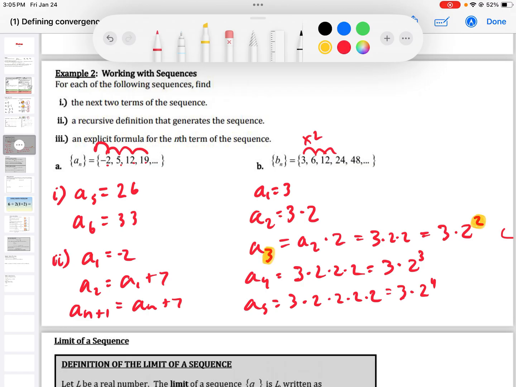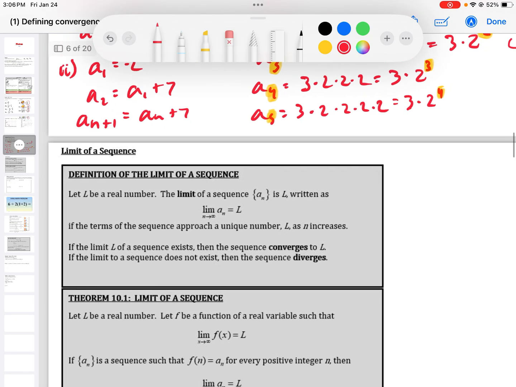So in order to find the third term, the exponent was 2. In order to find the fourth term, the exponent was 3. In order to find the fifth term, the exponent was 4. So explicit form would be A sub n is equal to 3, it's always 3, times 2 to the n minus 1. Now I can plug in any value. If I want to find the 50th term, plug in 50 for that n, and that would tell me.